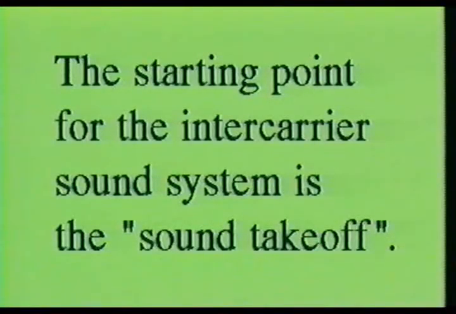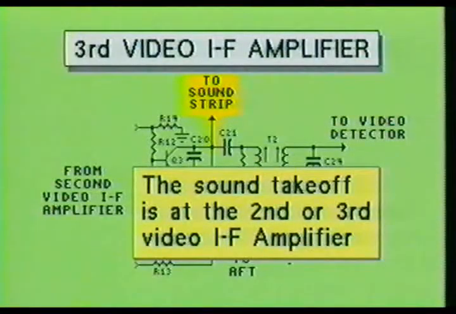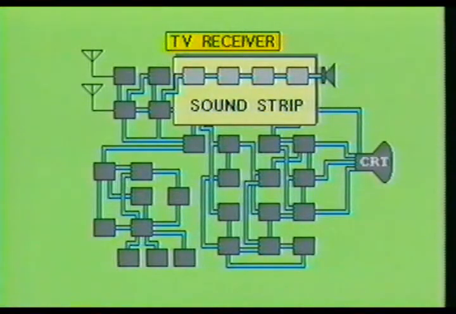The starting point of the intercarrier sound system in a television receiver is known as the sound takeoff. In a color television receiver, the sound takeoff is a connection after the second or third video IF amplifier stage. At this point, the IF sound and picture carriers are sampled. Now let's examine the stage responsible for heterodyning the IF sound carrier with the IF picture carrier to produce the new 4.5 MHz IF signal.